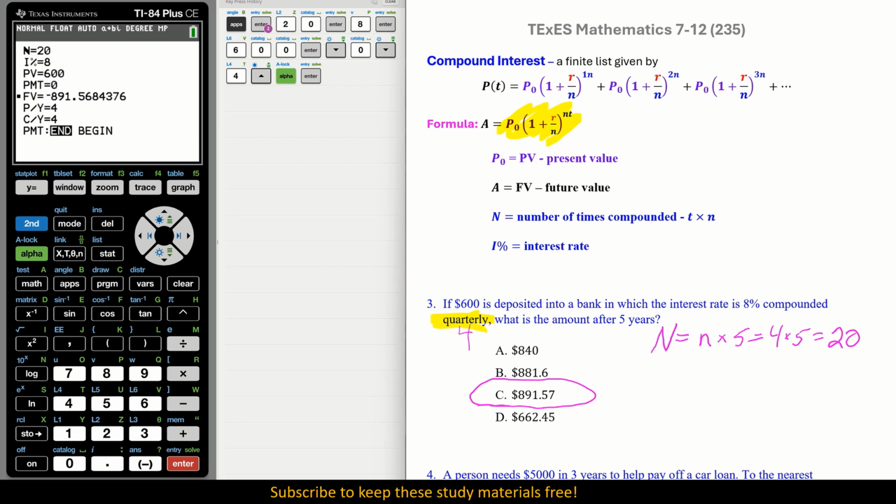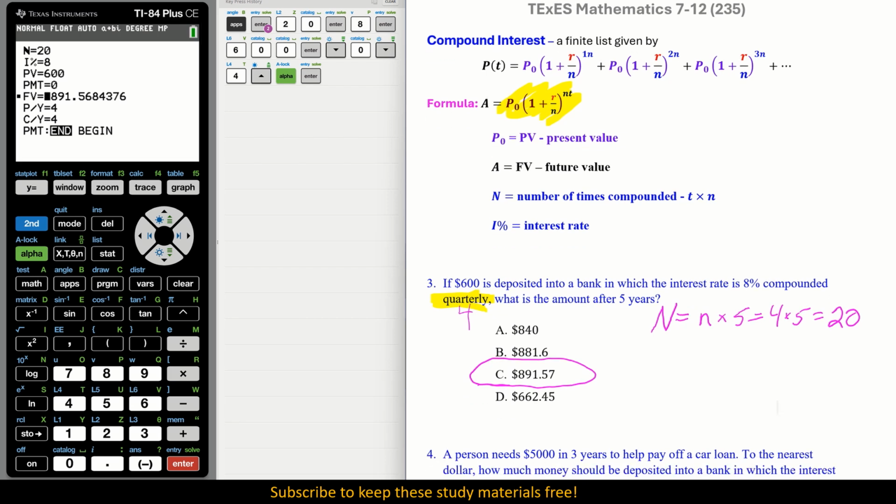Remember, for money, you need to go to the nearest penny. That isn't always how the questions are stated, but that's just proper. If you're an accounting major, naturally it has to be the nearest penny. But for mathematics, sometimes they ask for the nearest dollar amount. They may change it up, but just go with penny in most cases. Make that the default, okay? All right, number 4.